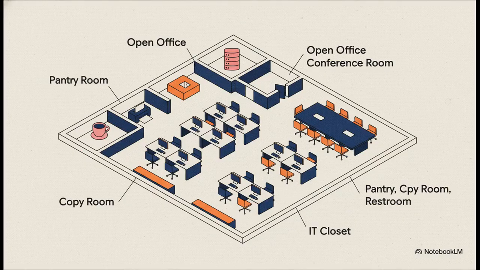And one more for good measure. In an office building, the primary spaces are the open office areas and the conference rooms where people work and meet. The pantry, the copy room, that little IT closet, the restrooms, all classic ancillary spaces. They're all there to provide functional support. You see the pattern, right? It's all about pure operational logic.